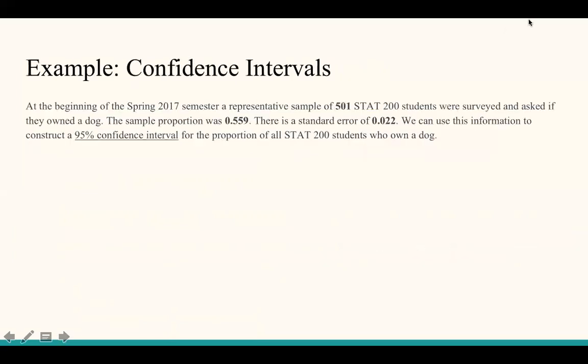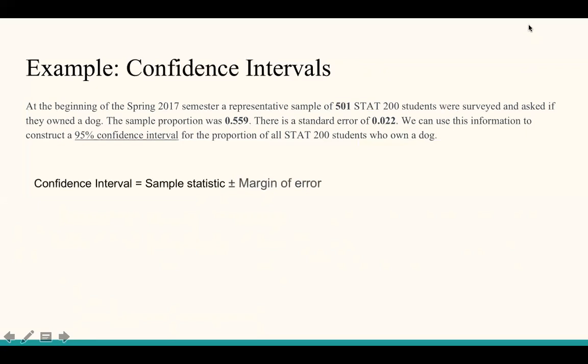Okay, so now that was kind of a lot, but we're going to go over an example of confidence intervals. At the beginning of the spring 2017 semester, a representative sample of 501 Stat 200 students were surveyed and asked if they owned a dog. The sample proportion was 0.559. There's a standard error of 0.022. We can use this information to construct a 95% confidence interval for the proportion of all Stat 200 students who own a dog.